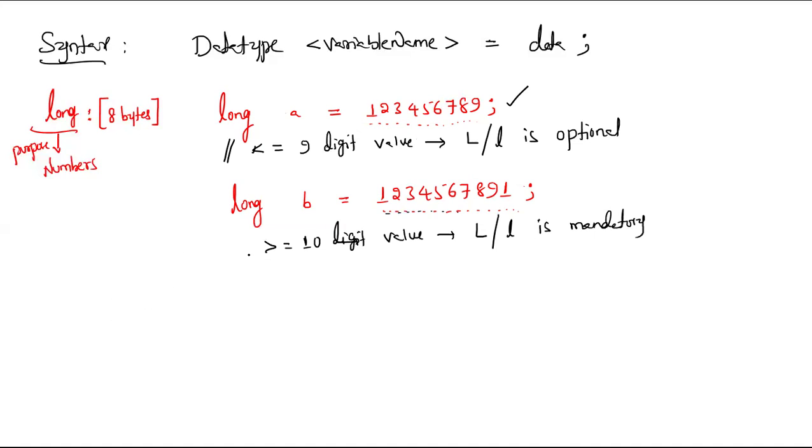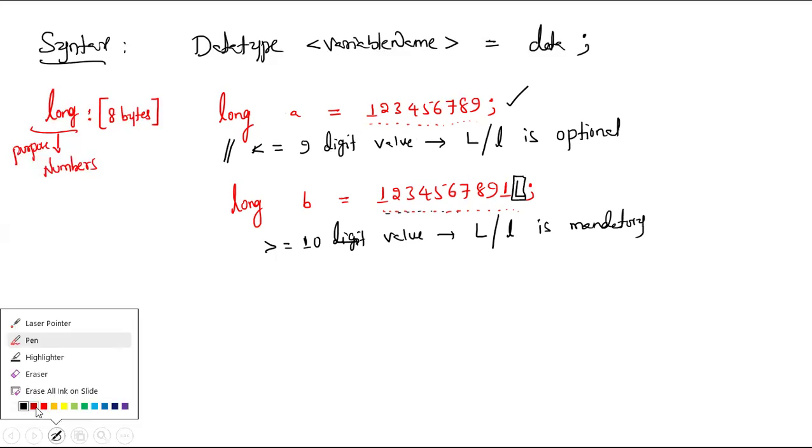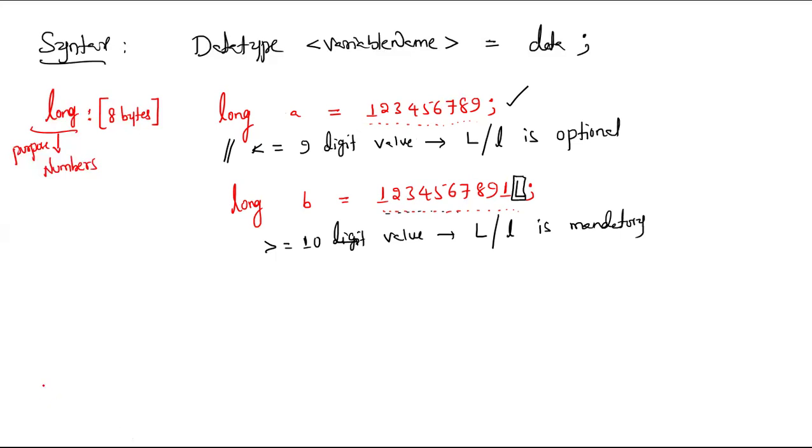So what is the correction? Here we have to use L at the last, before the semicolon, after the digits. So this is the difference in the syntax from the general syntax to the long type. For byte, short, int, there is no such variation. But when it comes to long, this is the rule which we have to remember. I'll execute and show you all these things once the discussion is over. But as of now, just remember, this is the property for long which you have to remember.